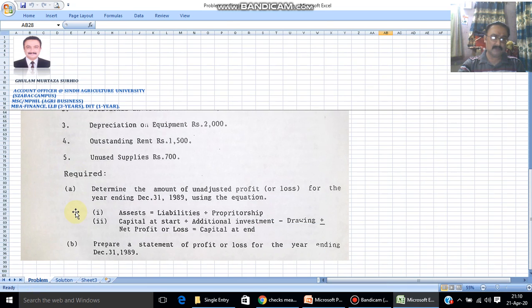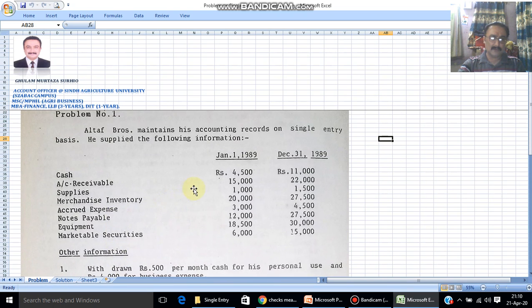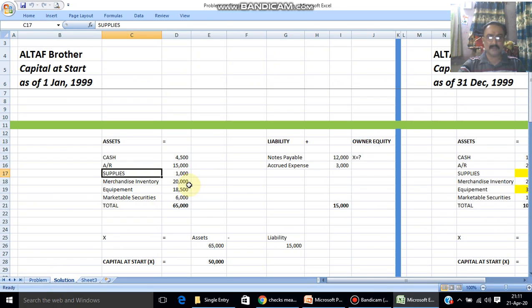Here we have a question of what they would like. First of all, they said to focus on the accounting equation in order to find out the capital. Here you will see in all the data, there is no capital. As you know, cash, accounts receivable, supplies, merchandise inventory are part of assets. Accrued expenses and notes payable are part of liabilities. And then equipment and marketable securities are also assets. So first of all, we will assess what the capital was at the inception of the business, at January 1st, 1989. So here I have solved it.